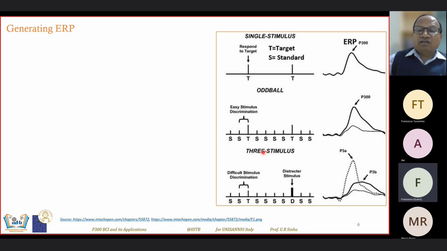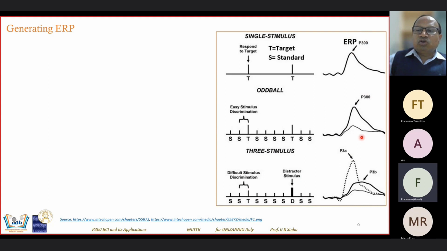Like there are three stimuli where you find difficult stimulus discrimination. When there are so many, then you have some difficulty. So there may be some distractor stimulus also. We will talk about what P3A and P3B are, but here it is very clear. In the first case, it is very clear.